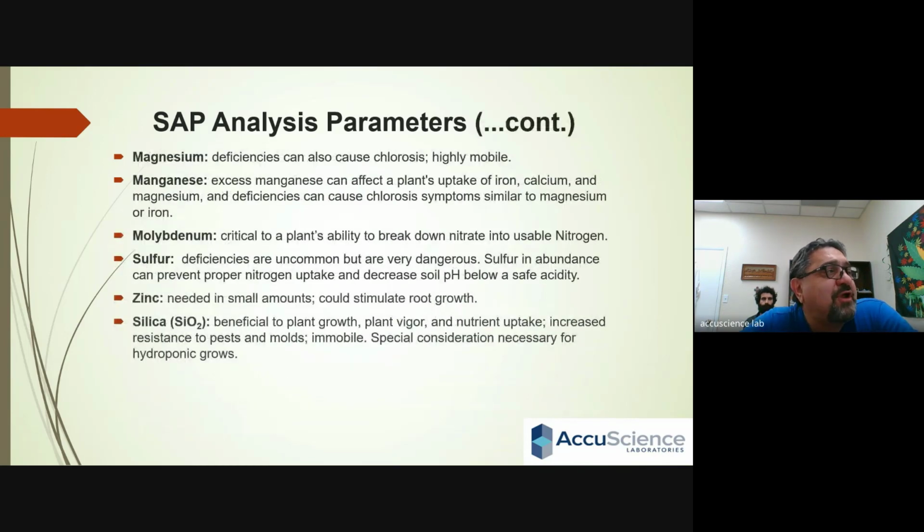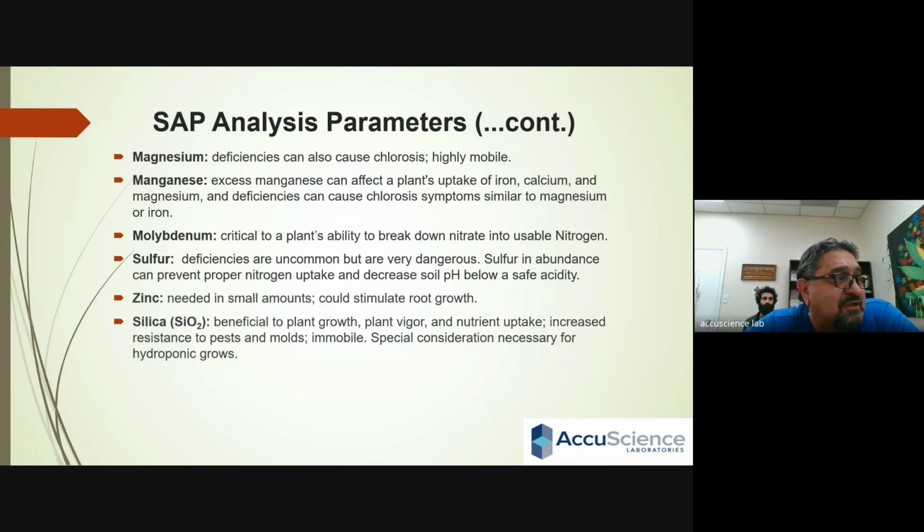I have more actually. Magnesium deficiencies can also cause chlorosis. Manganese: excess manganese can affect the plant's uptake of iron, calcium, and magnesium, and deficiency can cause chlorosis, with symptoms similar to magnesium and iron. Molybdenum is very crucial to the plant's ability to break down nitrate to soluble nitrogen.